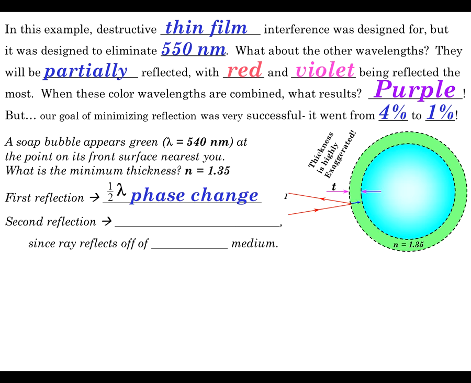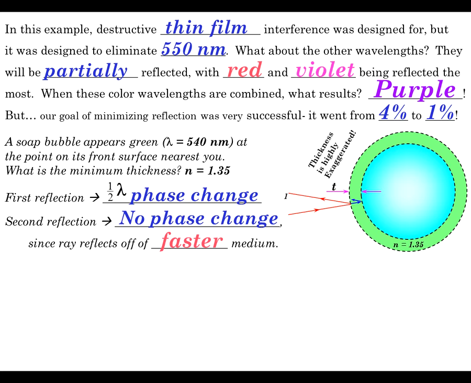Now the second reflection: most of it transmits through, but at the next interface there is a reflection again. But note now that it goes from 1.35 to 1. So it's a faster medium, so there's no phase change. The index of refraction is less, a faster medium. So we had opposite things happening there.